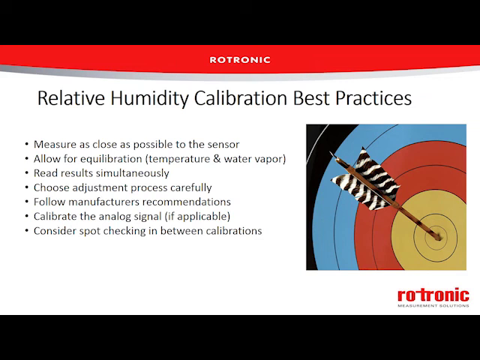Another thing that gets missed sometimes is to calibrate the analog signal of the instruments. Quite often, it's very easy for us to calibrate the digital output of an instrument or look at what it's displaying on the screen. But if that instrument is actually using the analog outputs to go to a building management system or something else, it's good to calibrate those as well to make sure that they are working properly.